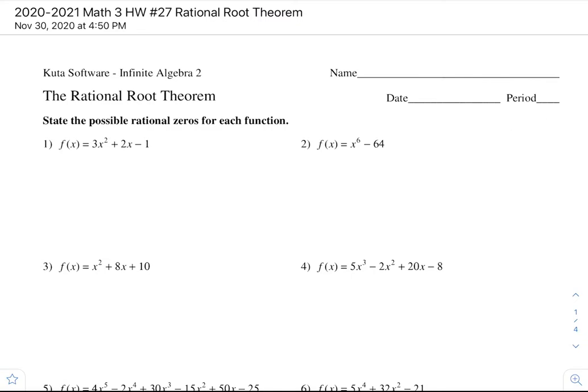Alright, here's your guys' homework on rational root theorem, numbers 1 through 12. For 1 through 8, you guys are to state the possible rational zeros for each function.